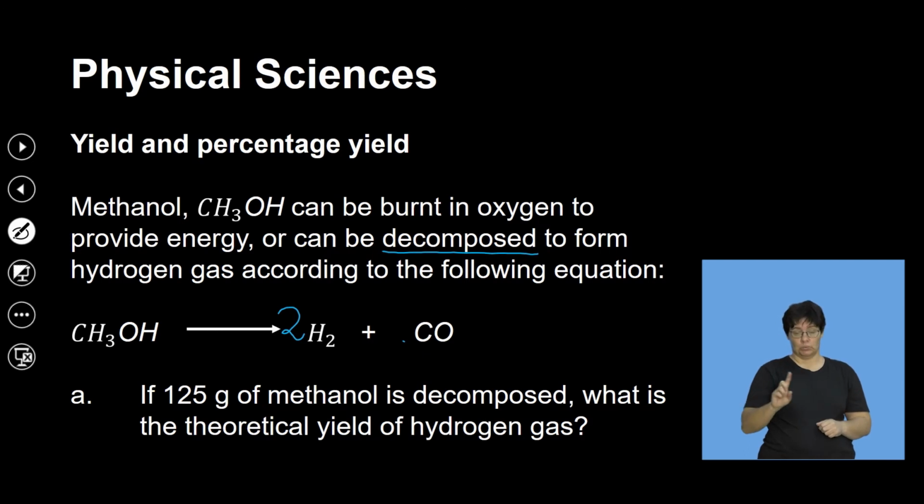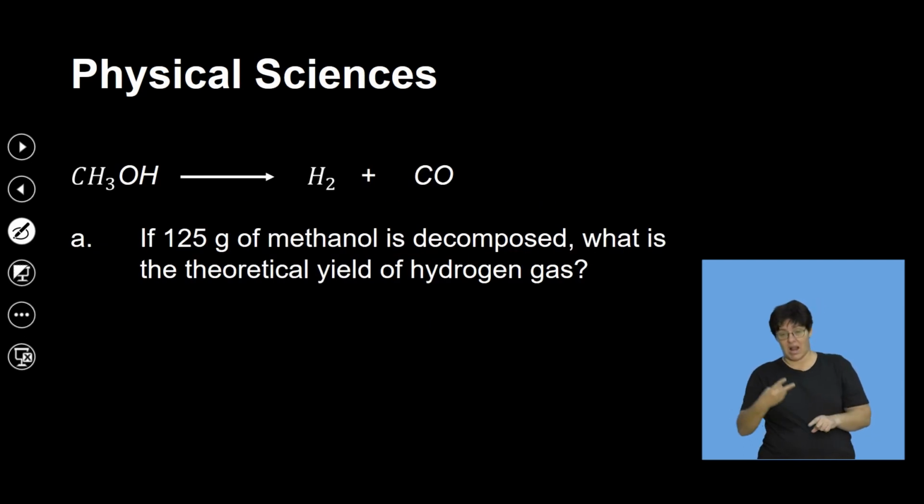Now we are told that 125 grams of methanol is decomposed. We are interested in determining the theoretical yield of hydrogen gas, right? So our focus will be on methanol to hydrogen. In terms of stoichiometric ratio, we'll look at those 2 to be precise. So in the balanced equation, there are 2 moles, so the stoichiometric ratio in which they react is 1 to 2.